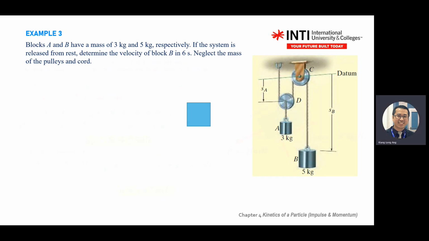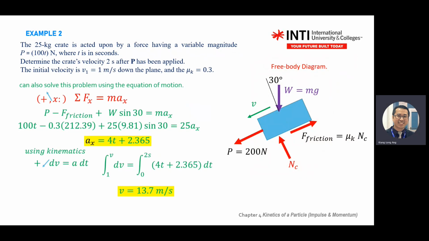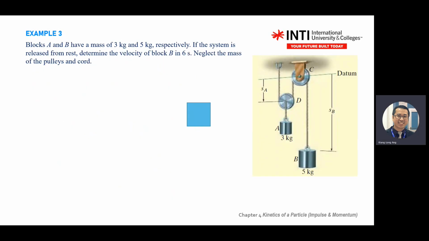Okay. Previously we stopped at example 2. Let's look at example 3. In example 3, you're given this diagram. We have a pulley system. Then you're given block A and block B with their masses. Block A is 3 kg, block B is 5 kg. If the system is released from rest, you are given the initial velocity already. You have V10 or V0. Determine the velocity of block B when it reaches 6 seconds.